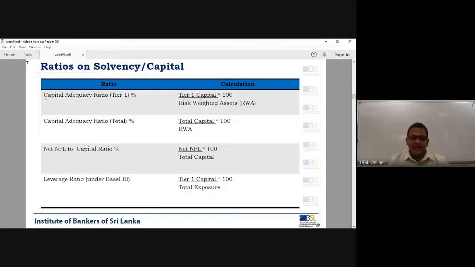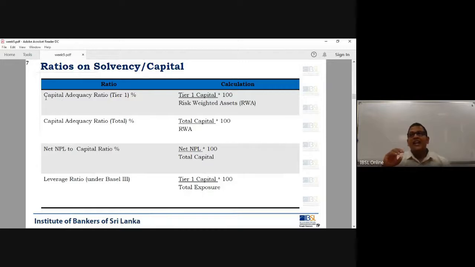Then the Basel Committee, the Bank for International Settlements, came up with an idea. It is not fair to apply the same amount of capital to the largest bank and to a smallest or medium bank. So they came up with an idea that the capital requirements are decided based on the risk-weighted assets of the banks.